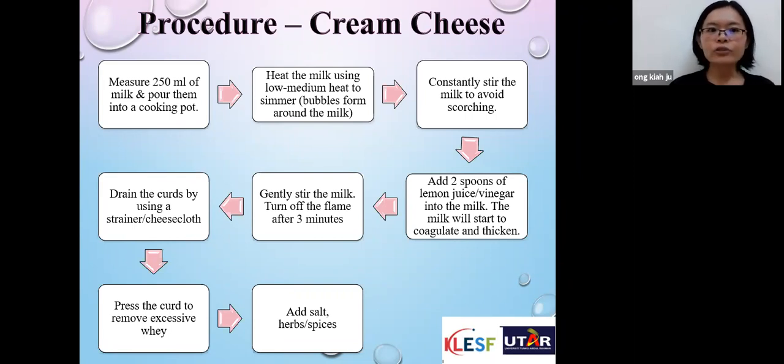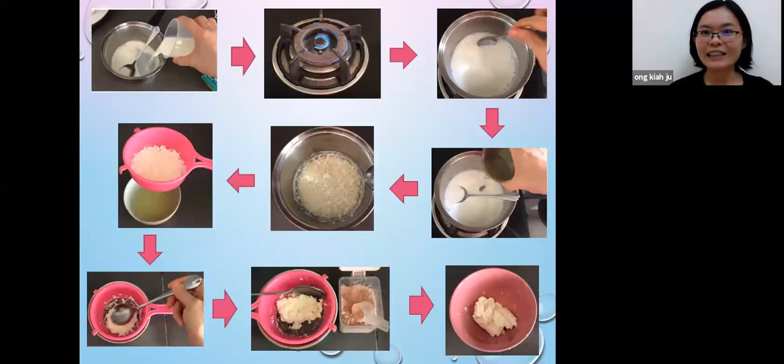After that, drain the curd using a strainer or cheesecloth. Then gently press the curd to remove excess whey. And now you have your own cheese. I know it is very worthwhile for all of you to look at all this, so I already made it into picture form so that all of you can see it easily.